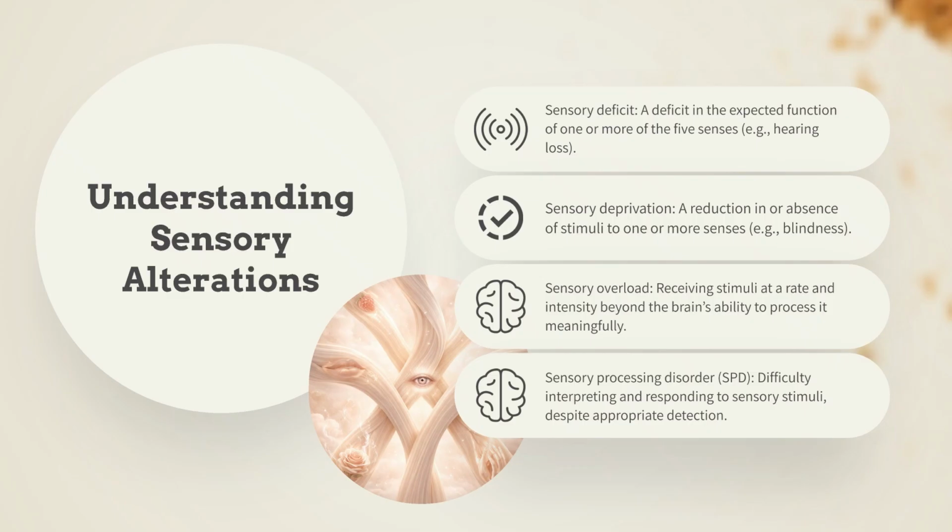So, a sensory deficit is where you're just not getting that expected function in one of the five senses. An example is hearing loss, vision loss, any tactile loss. If you have a stroke and you have a hemiplegia, you may not have feeling in one of your hands. And it's really important that we understand where we've got those deficits and how to manage them.